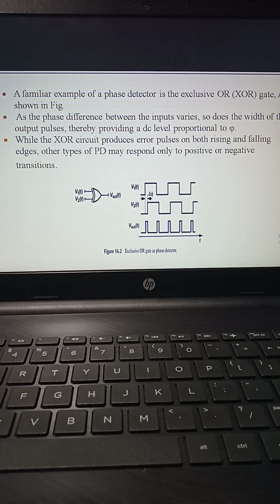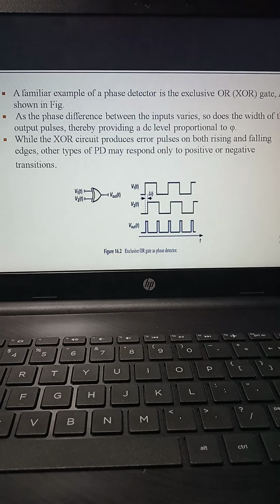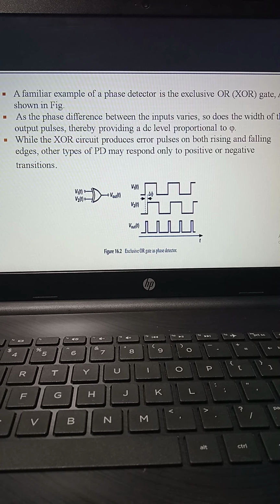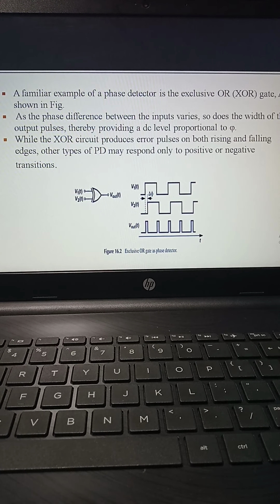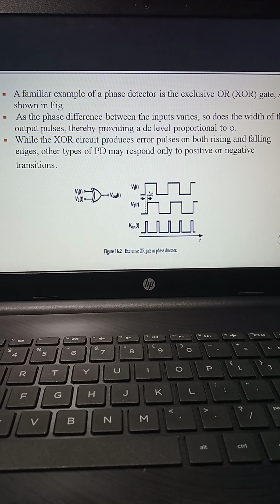A familiar example of a phase detector is the exclusive OR (XOR) gate, as shown in the figure. As the phase difference between the inputs varies, so does the width of the output pulses, thereby providing a DC level proportional to phi. While the XOR circuit produces error pulses on both rising and falling edges, other types of phase detector may respond only to positive or negative transitions.